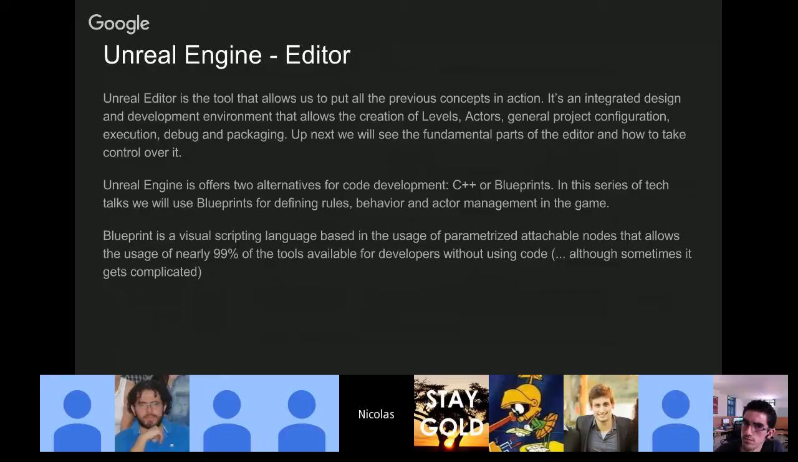What is Blueprint? Blueprint is a visual scripting language based in the usage of parameterized attachable nodes that allow us to use nearly all of the tools available for a developer without using the code. Although sometimes it is complicated and it doesn't let you do the same things as in code, or the same thing as neatly and as tidy as we do it in the code. Basically, think of a blueprint as coding with bubbles, visual coding.